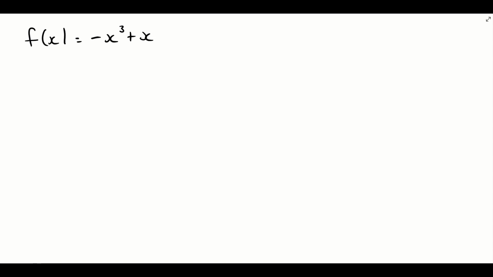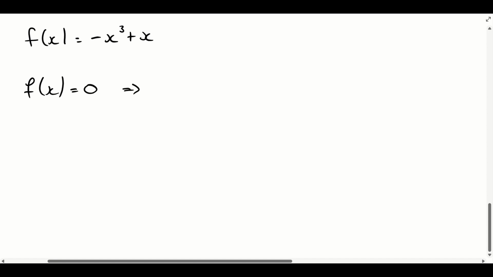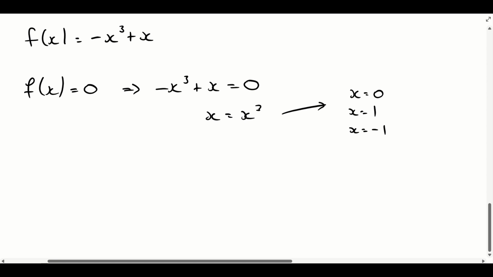So the roots are when this function is 0, or when negative x cubed plus x is equal to 0. So here, if I just add x cubed to both sides, I'm trying to find out when x is equal to x cubed. Now that can happen 3 times. That can happen when x is 0, that can happen when x is 1, and that can happen when x is minus 1. And so I've got 3 roots. So if I look at my Cartesian plane, I've got a root down here at minus 1, I've got a root at 0, and I've got a root at positive 1.